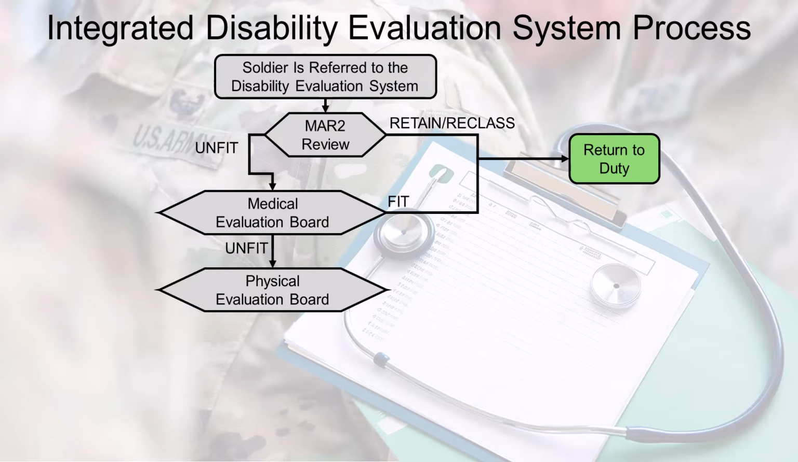There are 2 outcomes for a MEB. The first is when the case file is forwarded to a physical evaluation board, a PEB, for fitness determination.